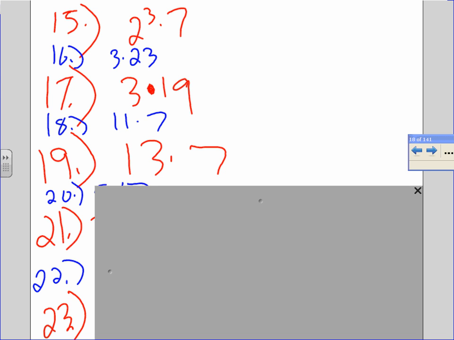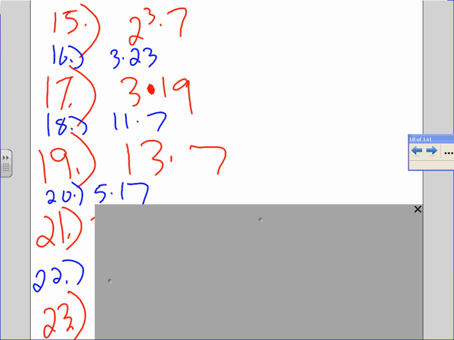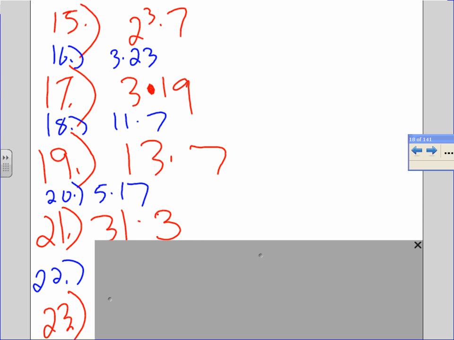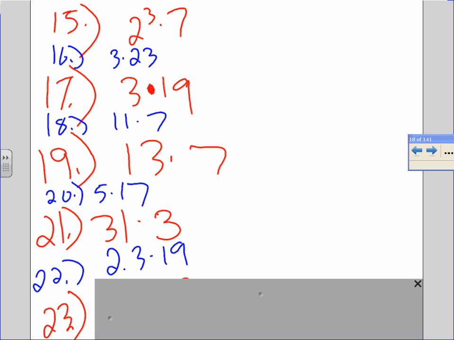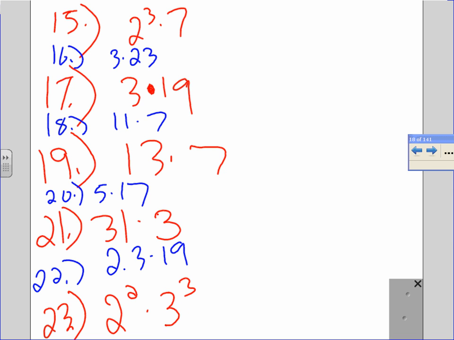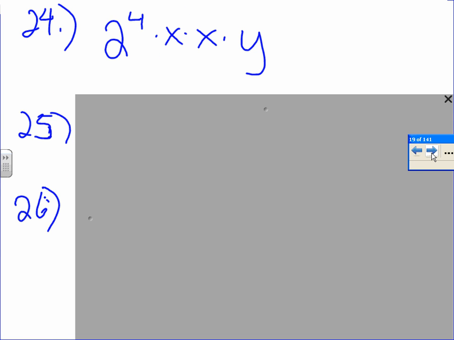Good. Matt, 20. Good. Justin, 21. Good. Doug, 22. No. Emma M. Good. 3 times 2 times 19. 23, Alyssa. Good. 3 to the third times 2 to the second. And then 24, Adam. Good job. Okay, that was all I had you guys do.